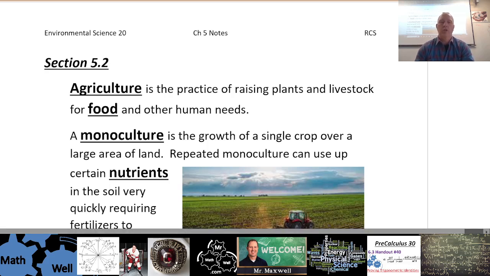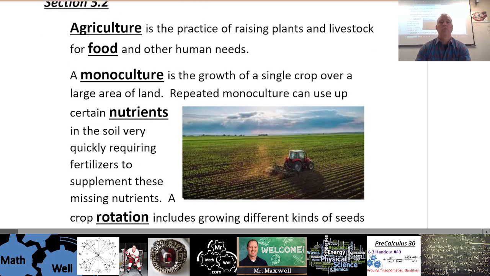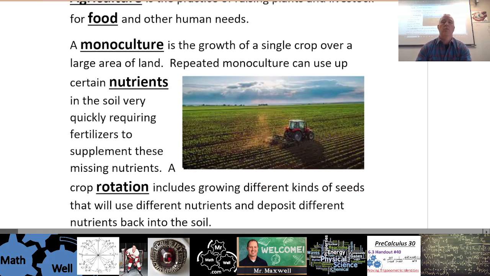A monoculture, so if you break this word down, mono means single, or one. That's the growth of a single crop over a large area of land. Repeated monoculture can use up certain nutrients in the soil very quickly. So if you grow the same crop on the same parcel of land year over year, that specific plant is going to pull the same nutrients every year. And so that's why you have a rotation of crops or you grow more than one crop at a time.